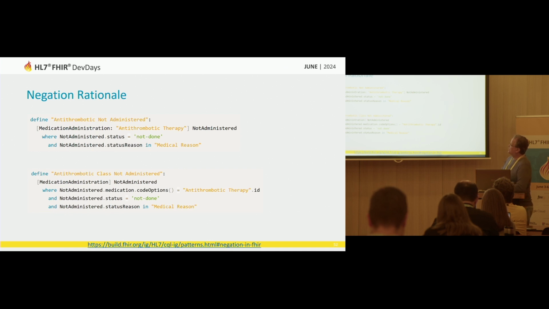I'm looking for a medication administration in this antithrombotic therapy value set. I don't need you to tell me which one of these things you didn't do, because I don't care. I just need you to tell me that you didn't do any of the things in this value set, right? And that's what that code options value set does. Does that make sense? That pattern is literally 15 years in the making. So if we didn't get that right, please tell us now.